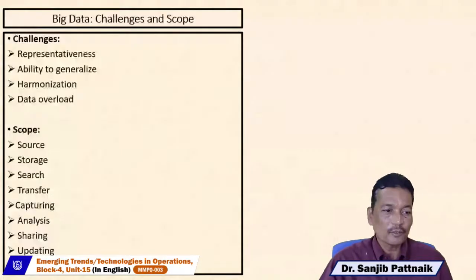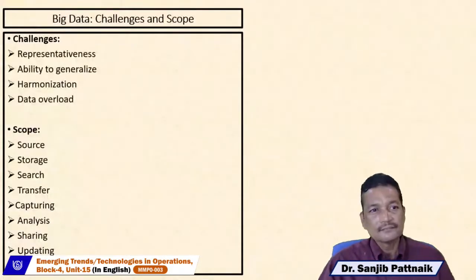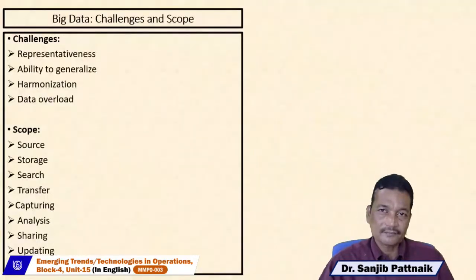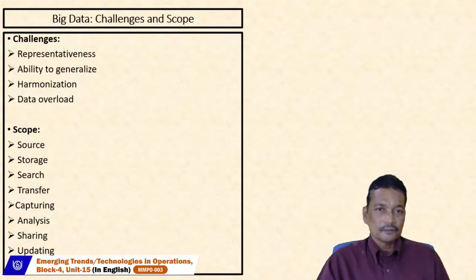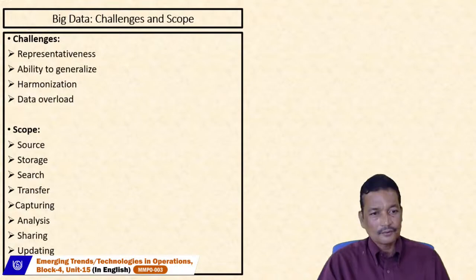What are the challenges and scope of big data? Another challenge is representativeness. Are the data representing the thing that we are searching for? Will they give us the correct results? That means the ability to generalize. Is there any excess data that we are collecting and we are moving away from our purpose? And the various scope of big data: the source, the storage, the search engines, the transfer of data, data capturing, analysis, sharing, and updating.